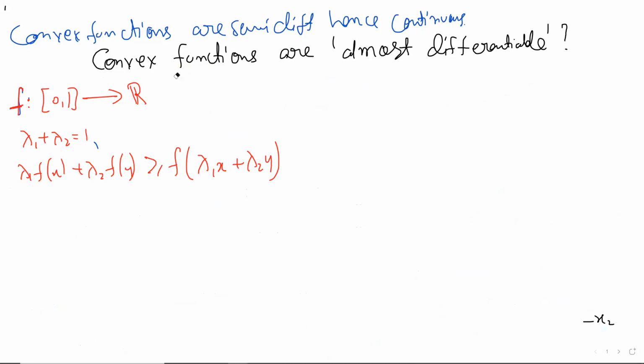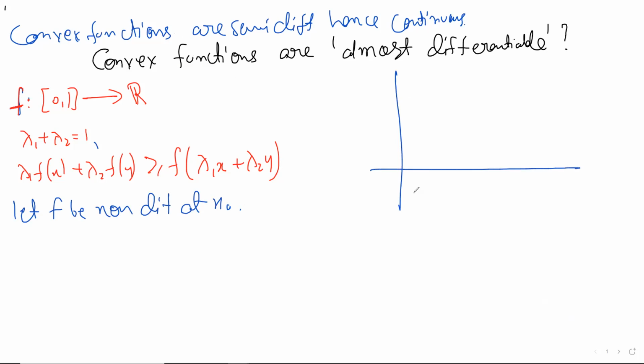To do this question, what we will do is fix a point of non-differentiability and investigate. Let f be non-differentiable at x naught. Just fix one x naught in [0, 1], and it is non-differentiable at x naught. Let us try to understand what we can say around this point.